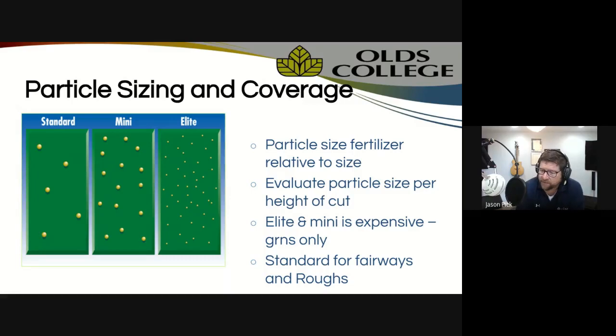The smaller particle size costs more. If that standard particle is smaller than an inch, which is your mowing height, there's really no fear of it getting into the canopy. Therefore, you can use a standard particle, which is the least expensive one. For minis, that's kind of somewhere in between.